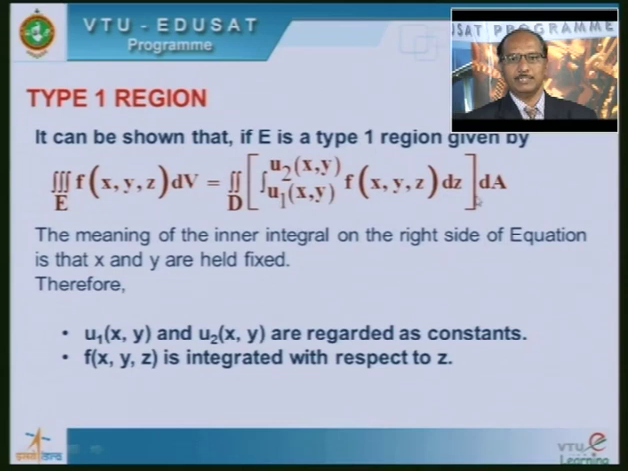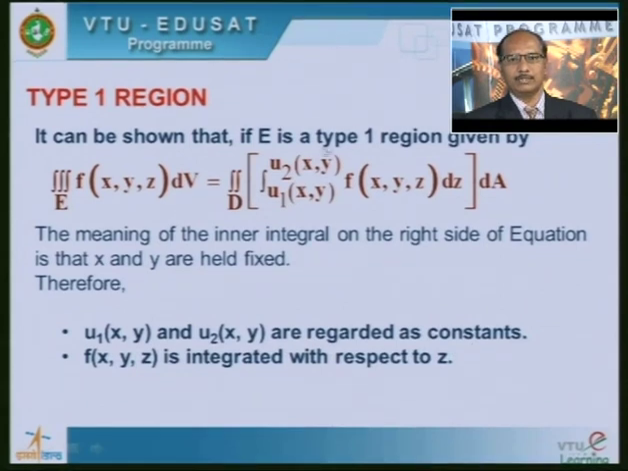So this bracket is a function of x, y, then integrate over D. The meaning of the inner integral in this expression is that x and y are held fixed constant here. You know that integration with respect to z means keeping the other variables constant. That is why x and y are held fixed. That means u1 and u2 are regarded as constants while integrating with respect to z. Now, integrate f(x,y,z) with respect to z.